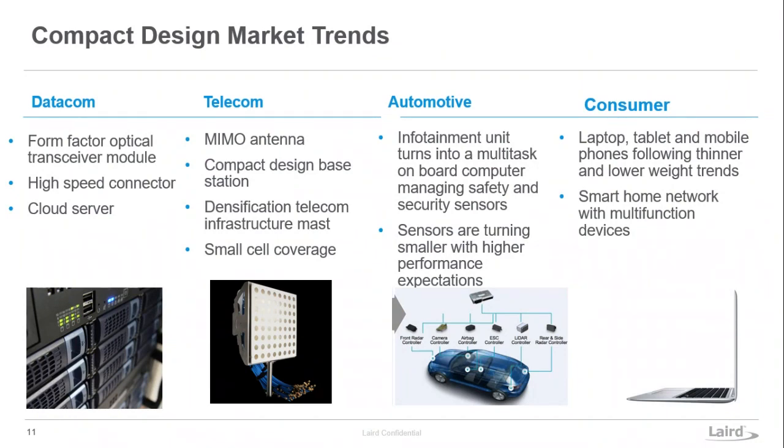The last column is the consumer. I think this one is more or less obvious. That's something everyone can face in everyday life. I mean, all the laptops, tablets, mobile phones, all these handset devices have been going thinner and lower weight. And that's still the trend. That's how the different manufacturers are trying to differentiate. In the consumer bucket, as also mentioned in the previous slide, all these smart home or IoT devices with multiple functions and multiple wireless communication systems are also embedding more and more features within an optimized compact design.